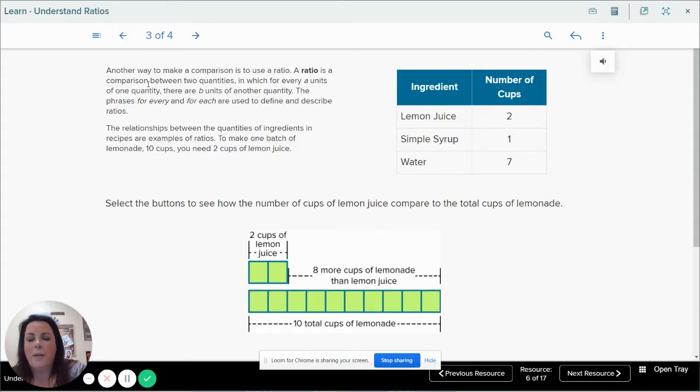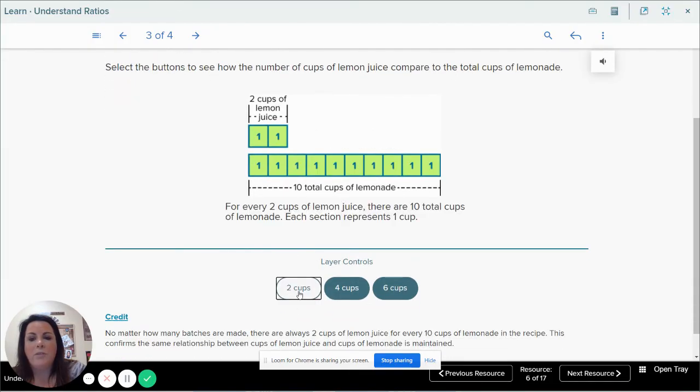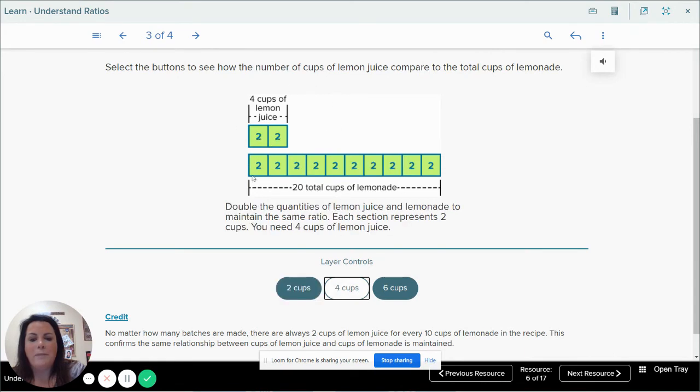So when we're making a ratio, we can use that word for every and for each and that kind of thing. And it says here, we're going to select the buttons to see how the number of cups of lemon juice compares to the total number of cups. So if we have 2 cups of lemon juice, right, there we go. If we had 4 cups, right, we're just doubling everything, or 6 cups, we're still doubling, or we're then multiplying by more, okay? So see how the quantities change as we adjust those ratios. Remember, whatever I'm doing to one box, I'm doing to all the boxes to keep everything equal.